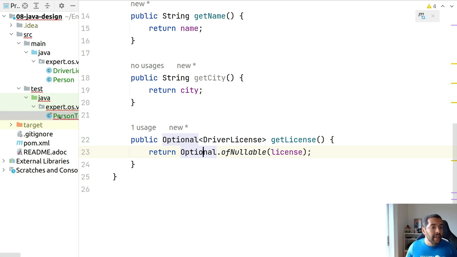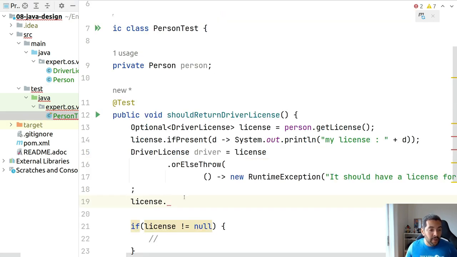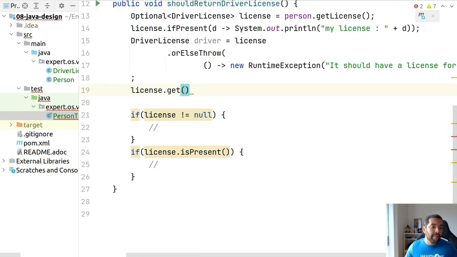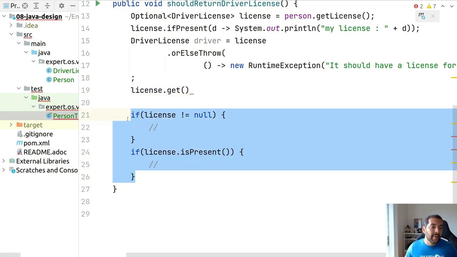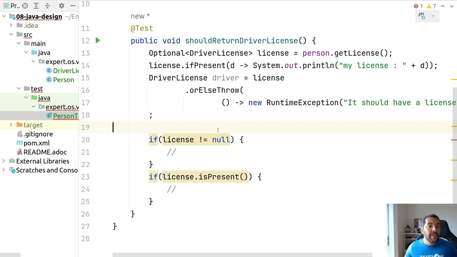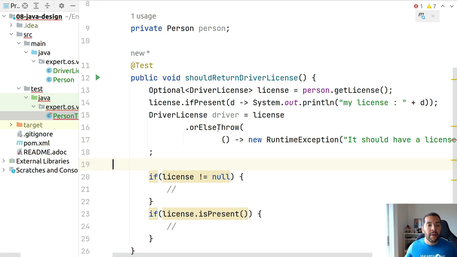And the third one is avoid as much as possible using get, or isPresent, because it will look like the same, right? So license is not equals null or license isPresent. I just put a wrapper on that validation. Instead of that, you can use the conditions inside Optional. That is the idea for today.